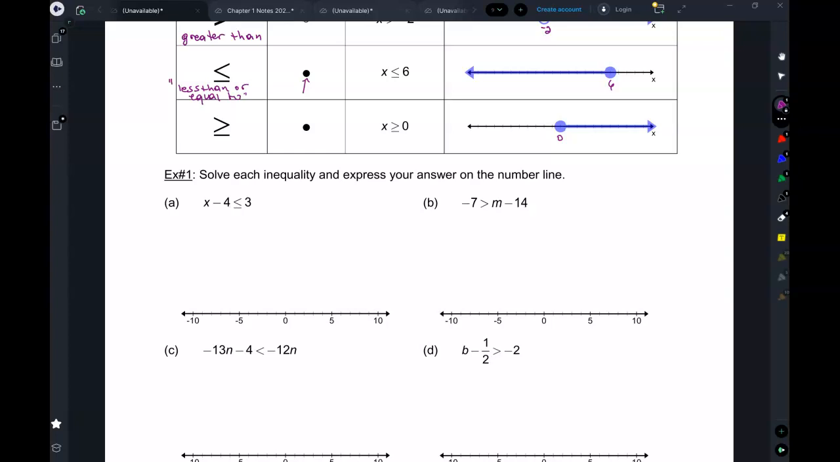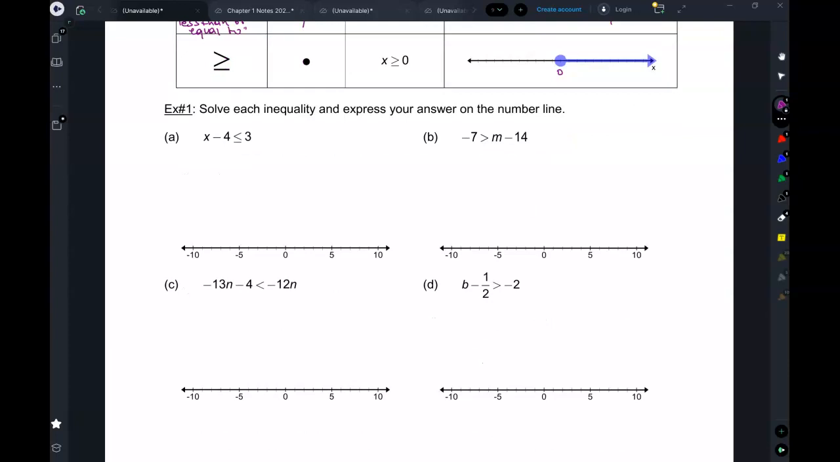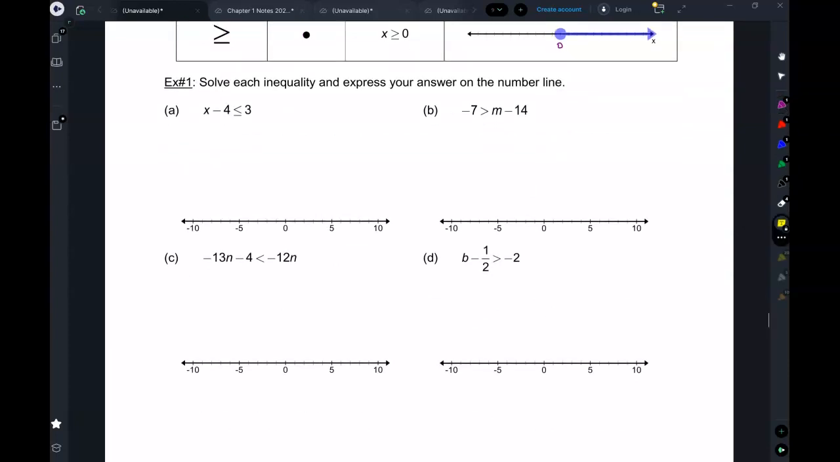Any questions on this? Okay, so take a look at this one. We want to solve each inequality, and we want to express the answers on a number line. So let's first solve them. When you're solving these inequalities, you're going to treat that inequality symbol like an equal sign. So here, if this was an equal sign, I would add 4 to both sides. And so I get x is less than or equal to 7. So I go to 7, closed circle, and I want to put an arrow this way. Okay?